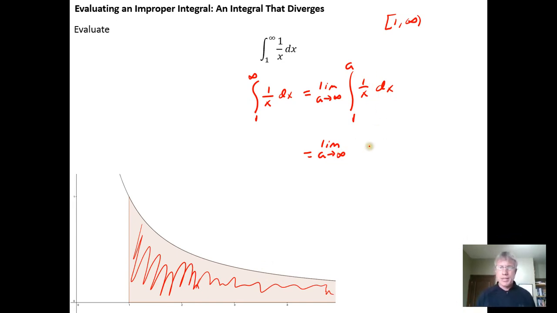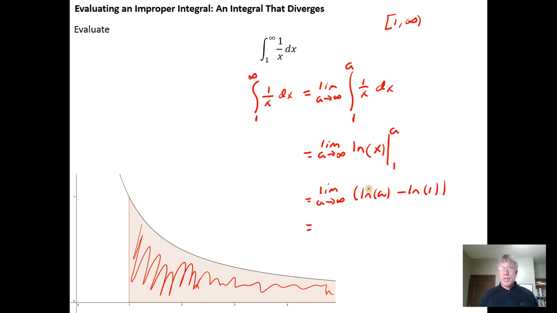The antiderivative of 1 over x is the natural log of the absolute value of x, but on the interval from 1 to infinity, we don't need the absolute value sign. And this is going to be from 1 to a. We're taking the limit as a approaches infinity, so we can plug in our limits of integration. So we're taking the limit as a goes to infinity of the natural log of a minus the natural log of 1.